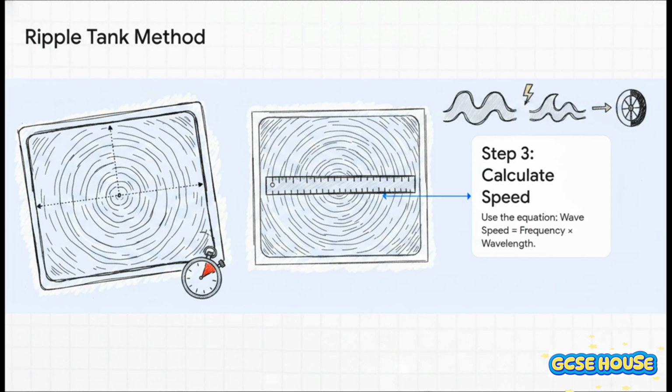To get frequency, count how many waves pass a point in 10 seconds, then just divide by 10. For wavelength, freeze the image, measure the total length of 10 waves, and divide by 10. Then you just multiply your 2 answers together to get the wave speed.